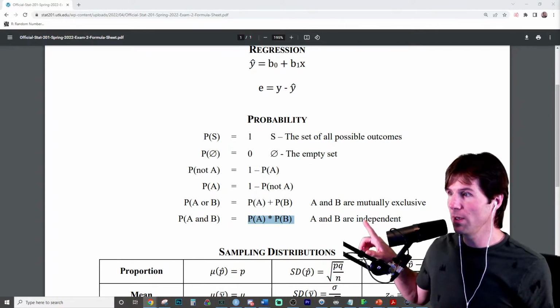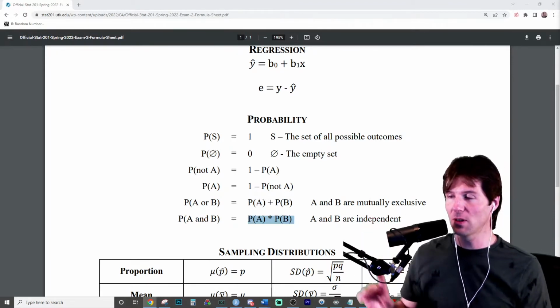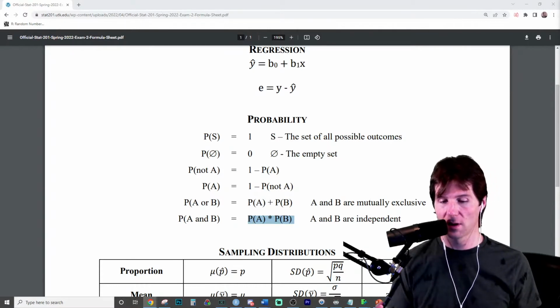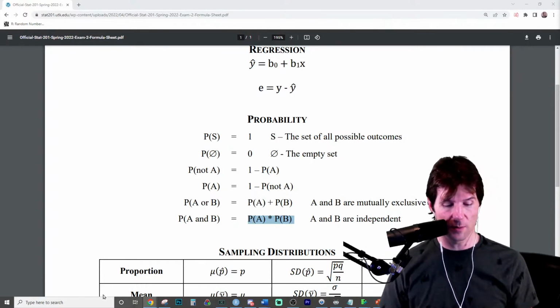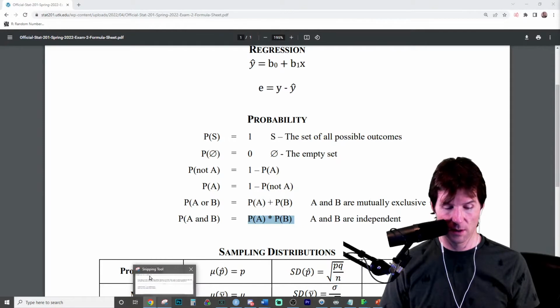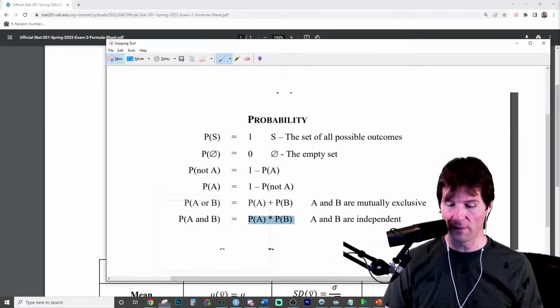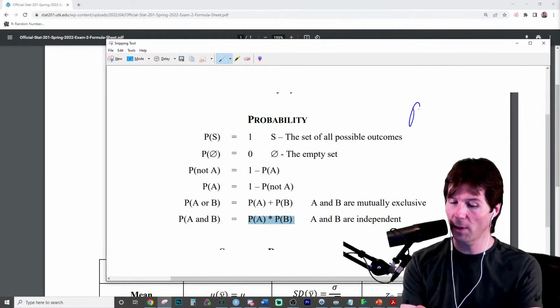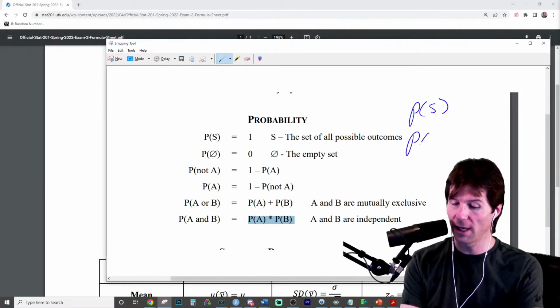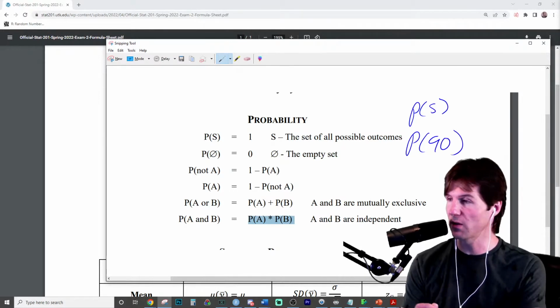Is snow and 90 degrees in Knoxville, are those disjoint events? So really quick review. We're just reviewing some ideas right here, and then we're going to do the questions. Is snow and 90 degrees in Knoxville, are those disjoint events? So we have the probability of snow and the probability of 90 degrees in Knoxville. Are those disjoint events?